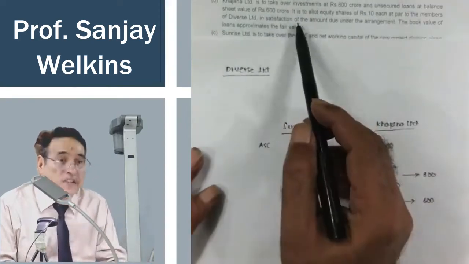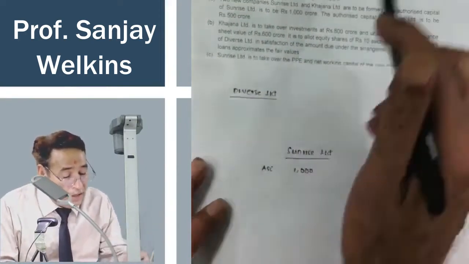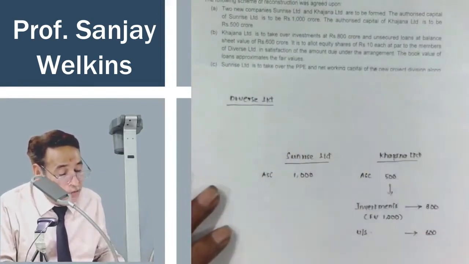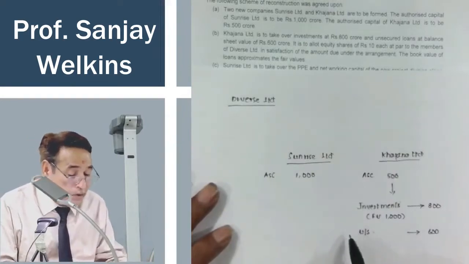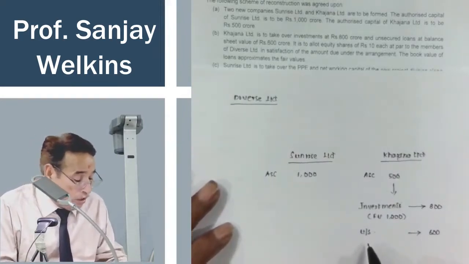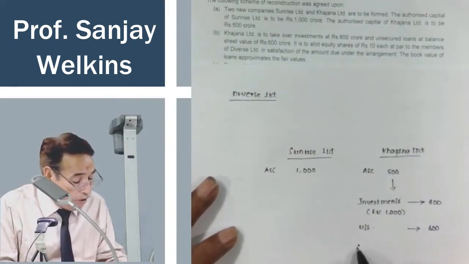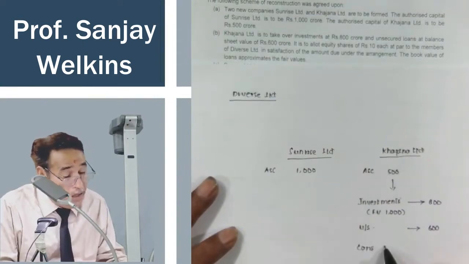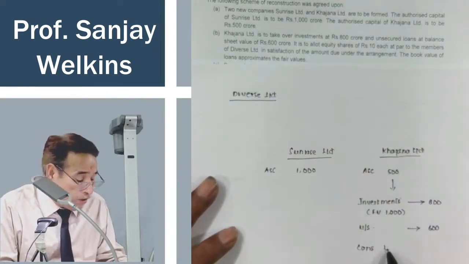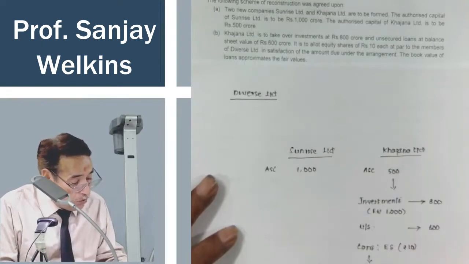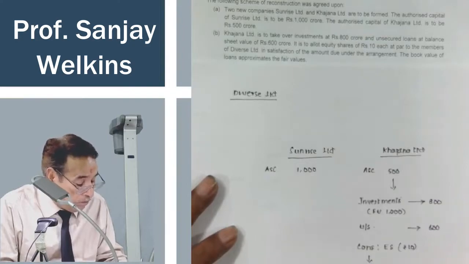Further, in this question it is given, point number B, Khajana Limited is to allot 1000 equity shares of 10 each at par to the members of Diverse Limited. Now Khajana Limited is taking over these two assets, and Khajana Limited will deliver the consideration in the form of equity shares, and one equity share will be of rupees 10 each, and they will deliver the consideration to the members. Remember one thing, to the members.